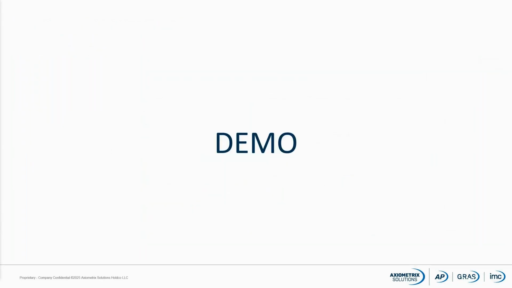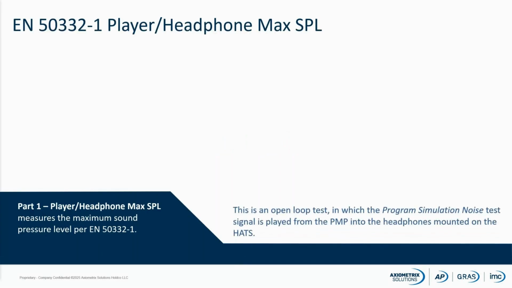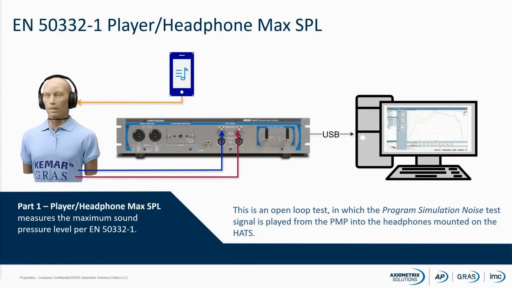Now we're going to switch to some demos so we can see these four measurements in action. During the demos, there may be some periods of silence while the measurements are running. We'll start with Part 1. This is an open loop test in which the program simulation noise test signal is played from the PMP into the headphones mounted on the HATS. The program simulation noise test signal is a stimulus specified by the standard and has already been loaded onto my PMP.